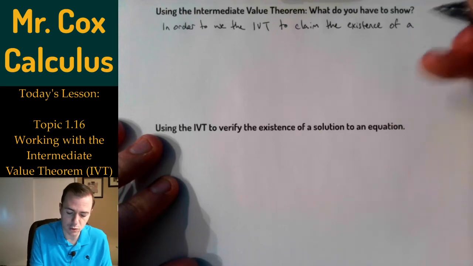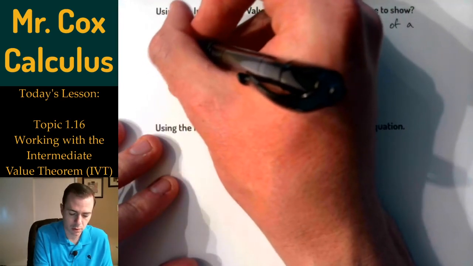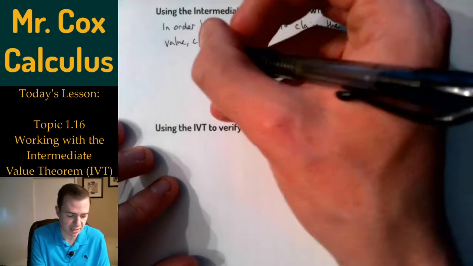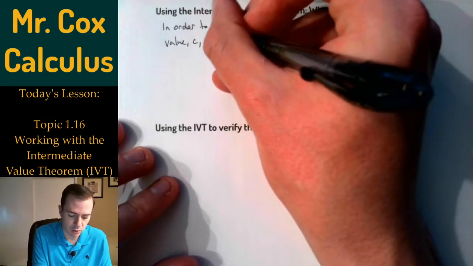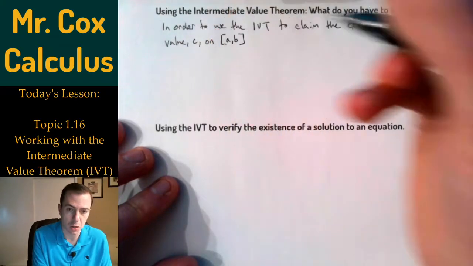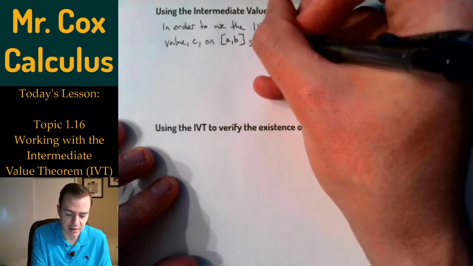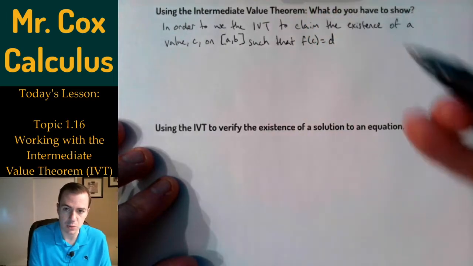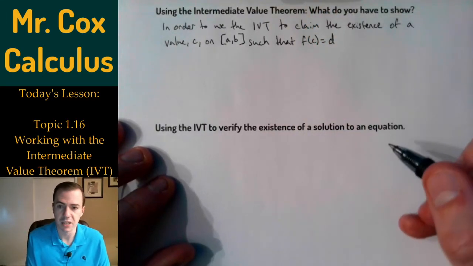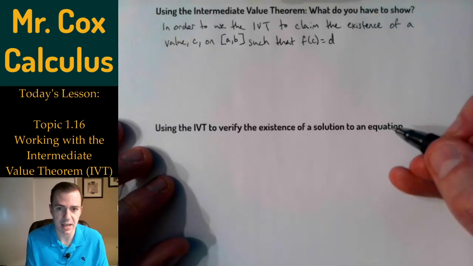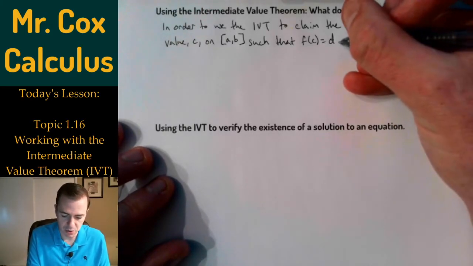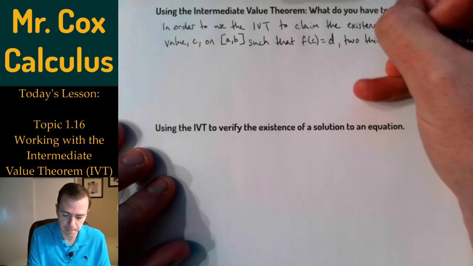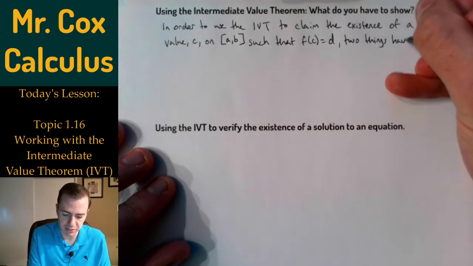of a value, which we're using C here, but in order to say that, hey, there's a value of C on the interval A to B, the closed interval, such that f of C is equal to some sort of value D, the following two things have to be stated. So in order to use this, two things have to be said.